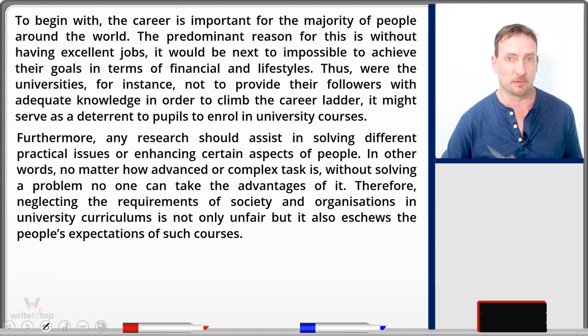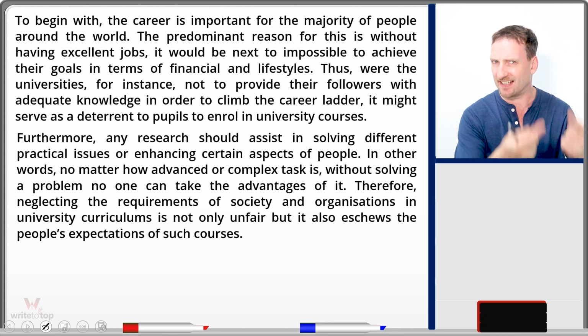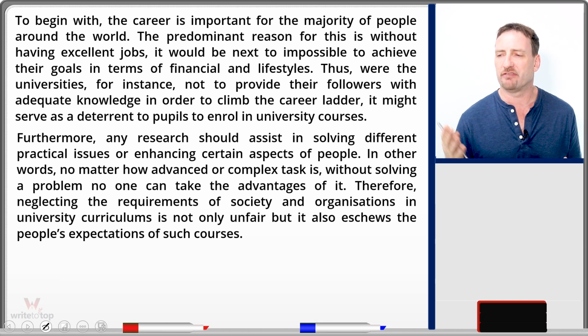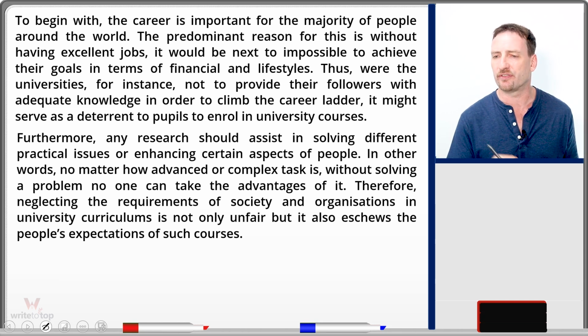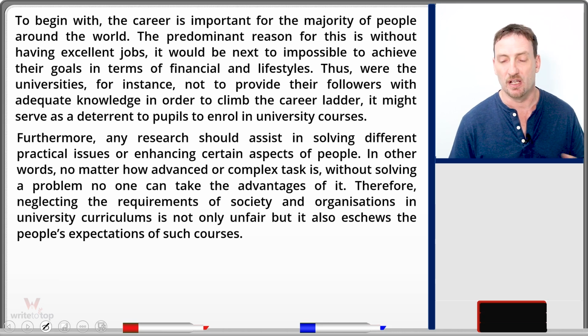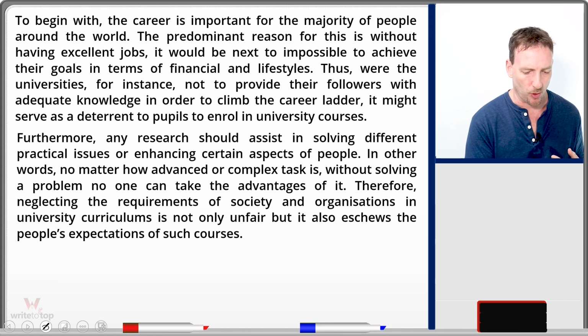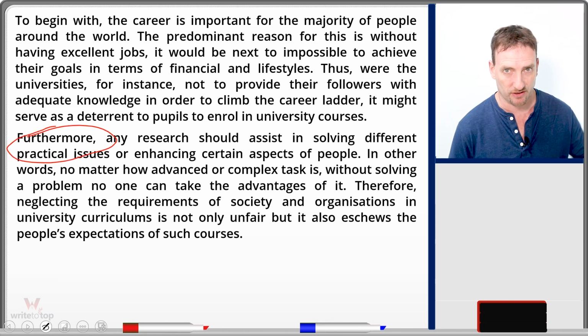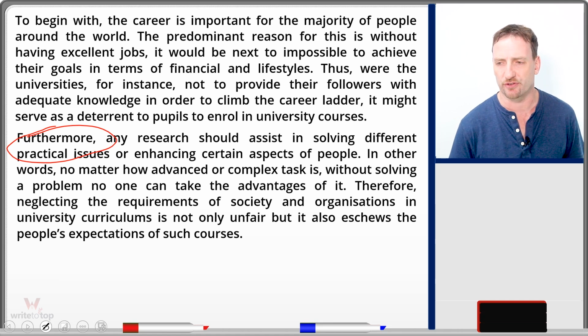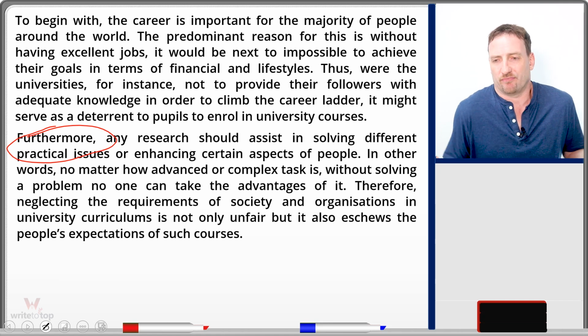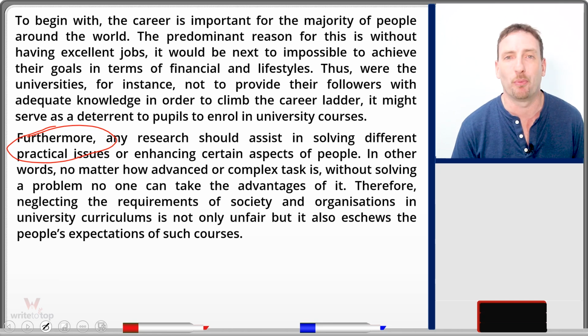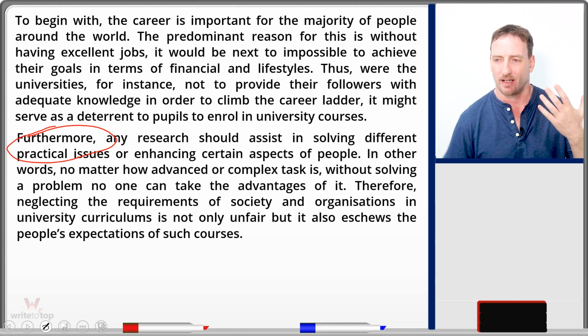Furthermore, I'm looking at the next paragraph. Furthermore, so you're adding something to this idea. "Any research should assist in solving different practical issues or enhancing certain aspects of people." So first of all, you're not actually adding to the last idea. So the "furthermore" is a wrong transition. So that's your coherence and cohesion score. And again, this sentence, I don't actually know what he's trying to say.